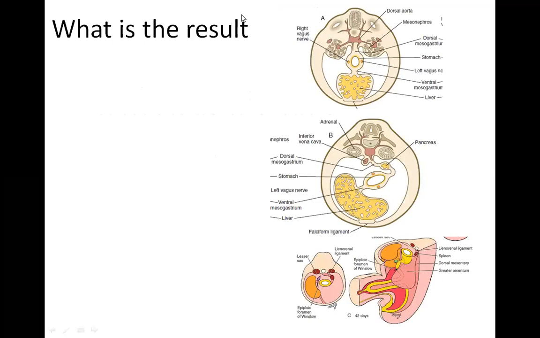So what are the after results of this rotation? This diagram is before the rotation, all lying in the same line. This is the ventral side, this is the dorsal side, this one is the primitive gut of the stomach, this is the left vagus, and this one is the right vagus. Now, because of the enlarging liver, it will rotate. Because of this 90-degree rotation, what happens? The succeeding part of the stomach will be the duodenum. This presumptive duodenum will assume a C shape. Then what happens?